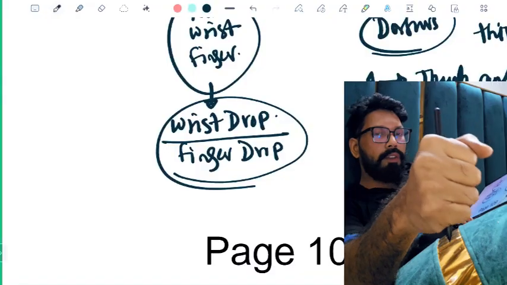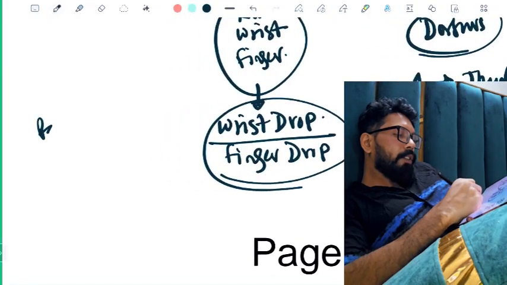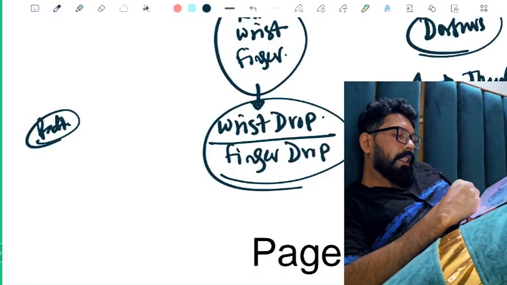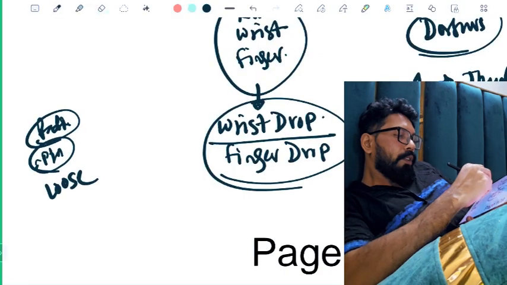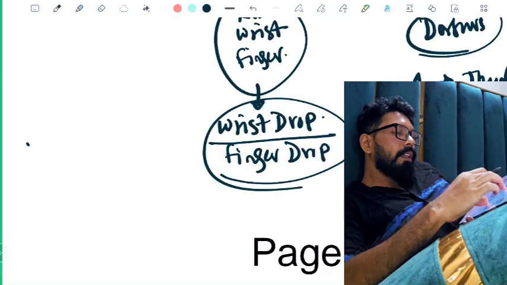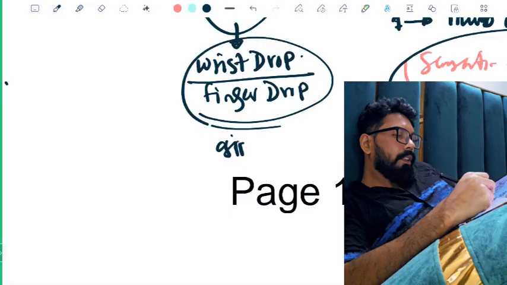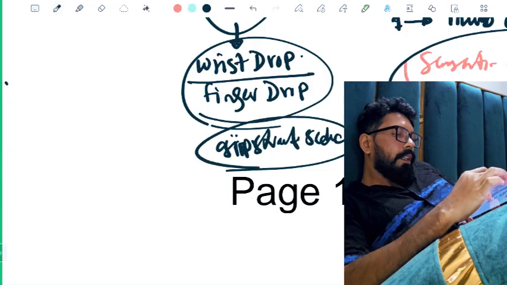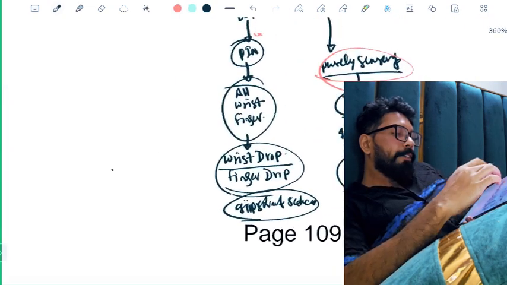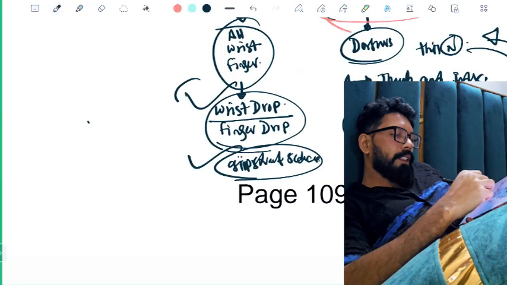So, in case of your radial nerve injury, I will talk about that later, or PIN injury, you will lose grip strength too. So, let me just add here, lose grip strength. Grip strength reduced. Simple. So if PIN is injured, we will have these manifestations.